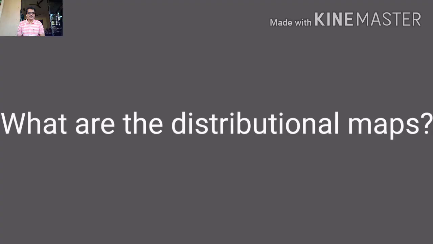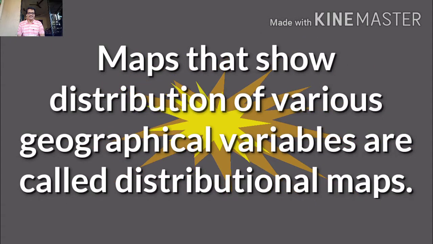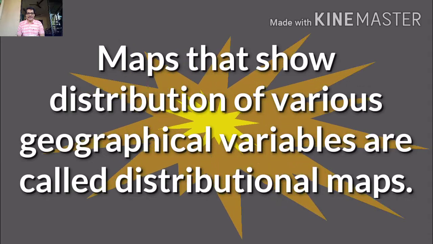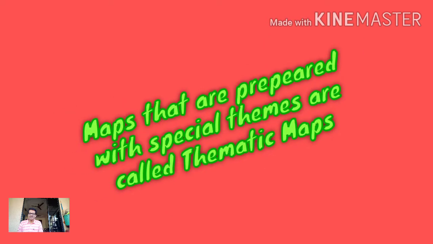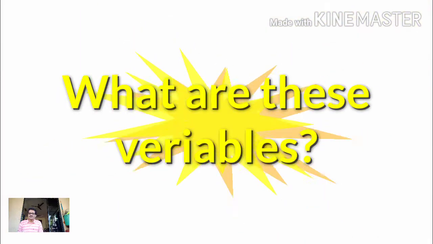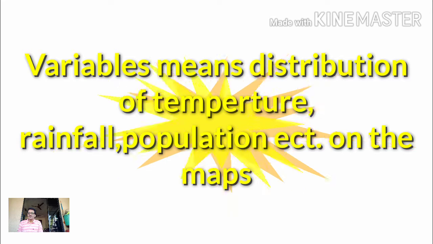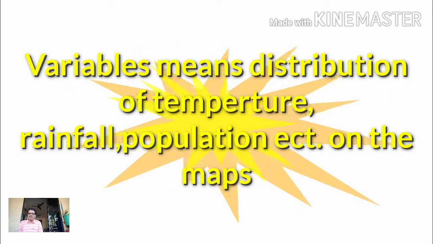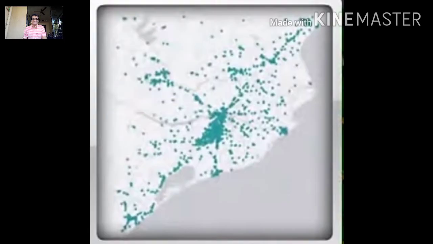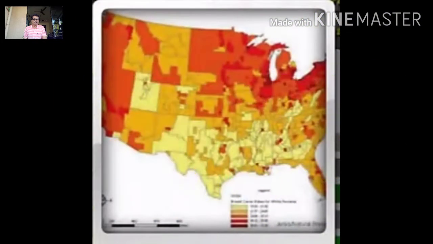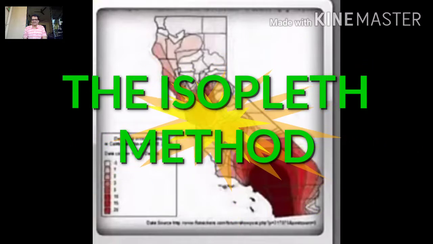What are distributional maps? Maps that show distribution of various geographical variables are called distributional maps. Thematic maps: maps that are prepared with special themes are called thematic maps. What are these variables? Variables means distribution of temperature, rainfall, population, etc. on the maps. Distributional maps are classified into 3 types. They are the dot method, the choropleth method, and the last one, the isopleth method.